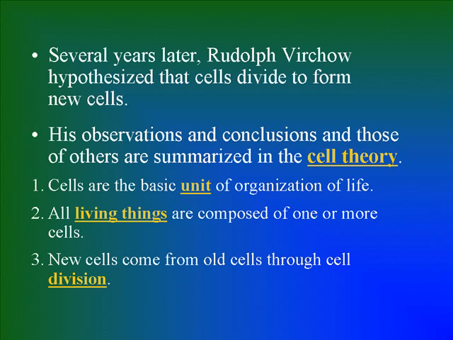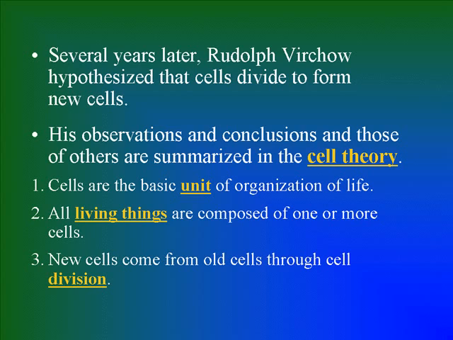And then several years later, Rudolf Virchow, who has a hard-to-pronounce name, hypothesized that cells divide to form new cells. So if plants have cells and animals have cells, how do they get those cells? Well, they divide in half and grow those two halves to make new cells. And so his observations and conclusions, and those of everybody else beforehand, are called cell theory.